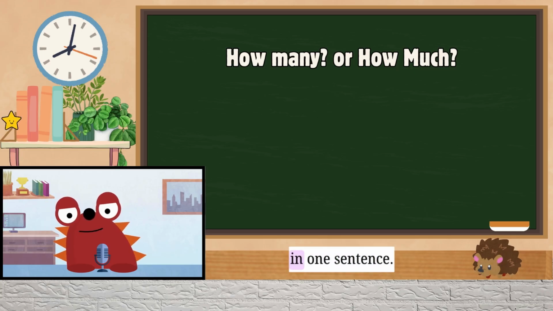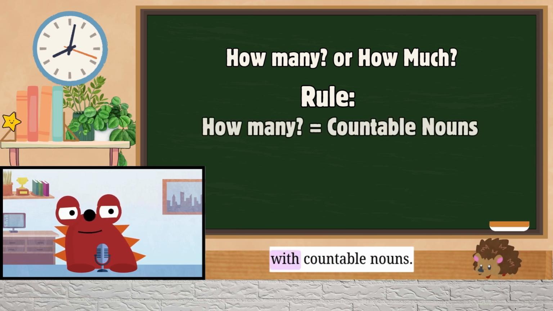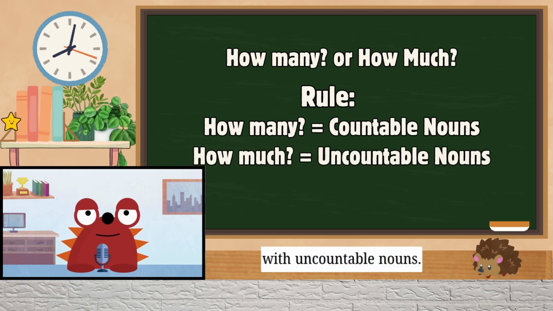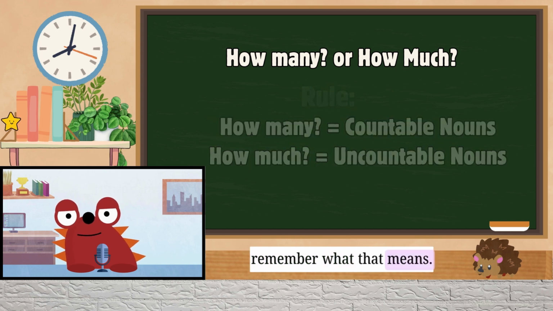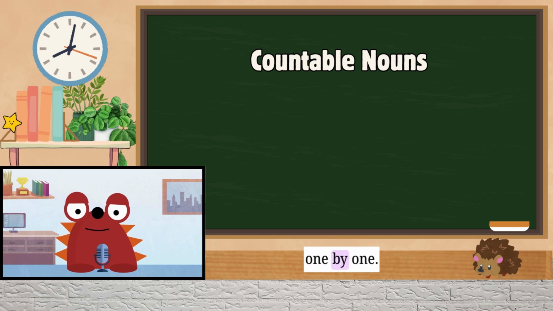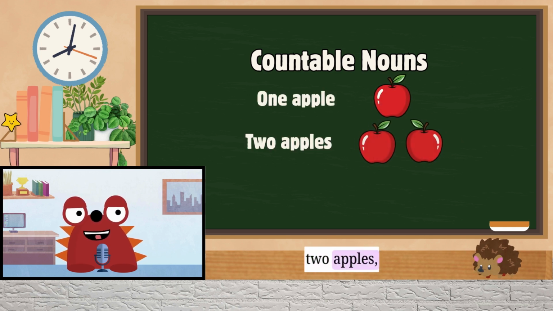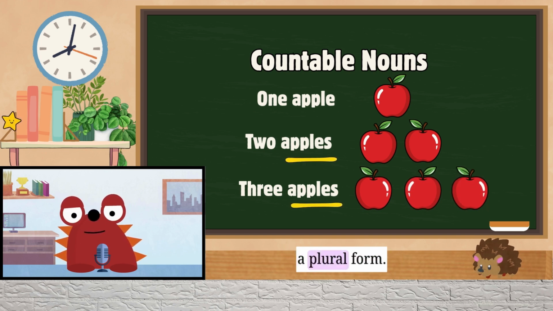Here's the whole rule in one sentence. How many goes with countable nouns? How much goes with uncountable nouns? Let's remember what that means. Countable nouns are things we can count one by one. One apple, two apples, three apples. These nouns have a plural form.